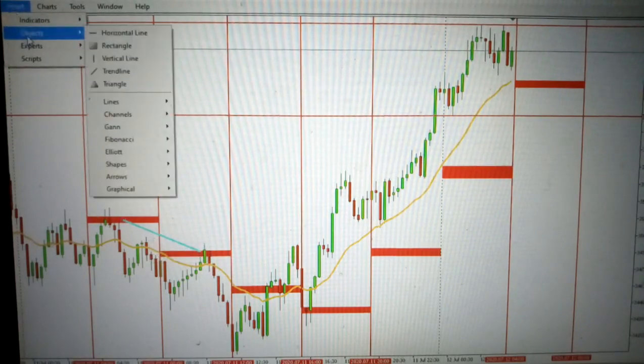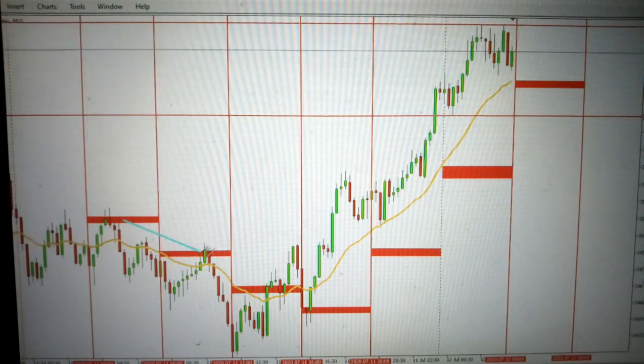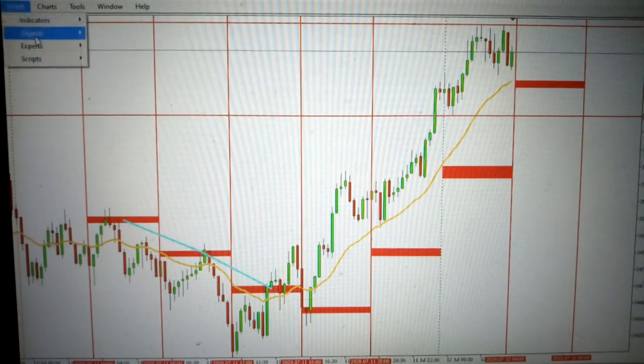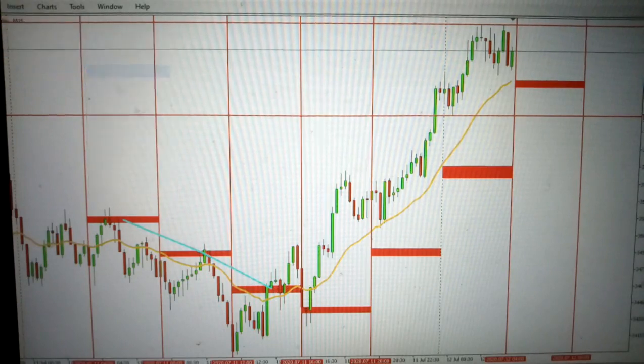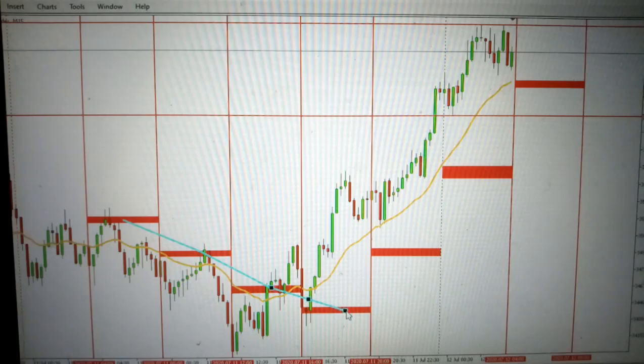Okay, the next one connects from midpoint to midpoint. And the next one is connect from midpoint to midpoint. Okay, that's that.